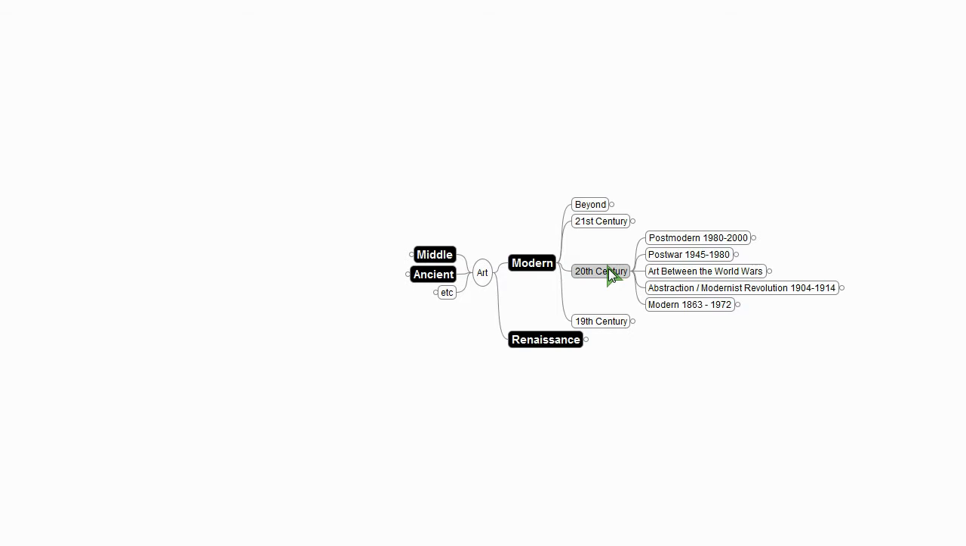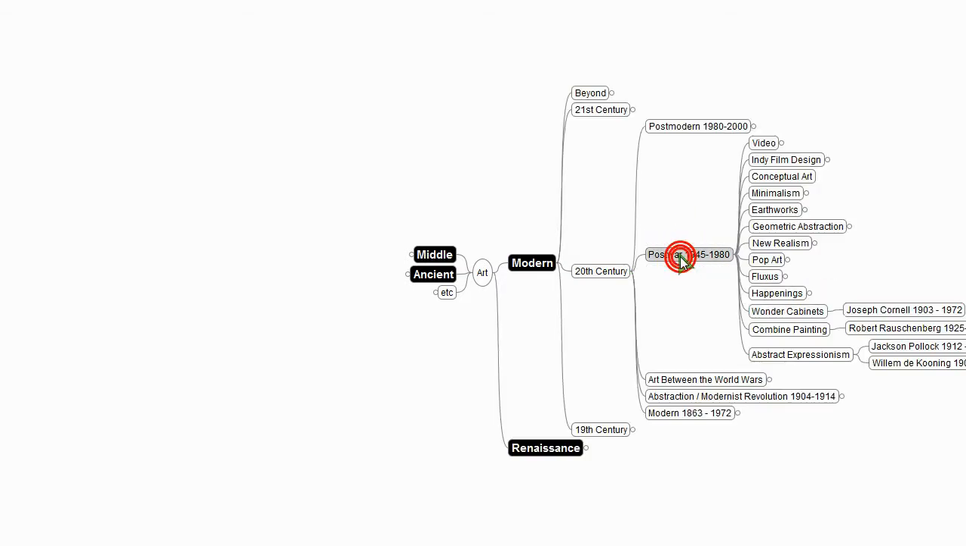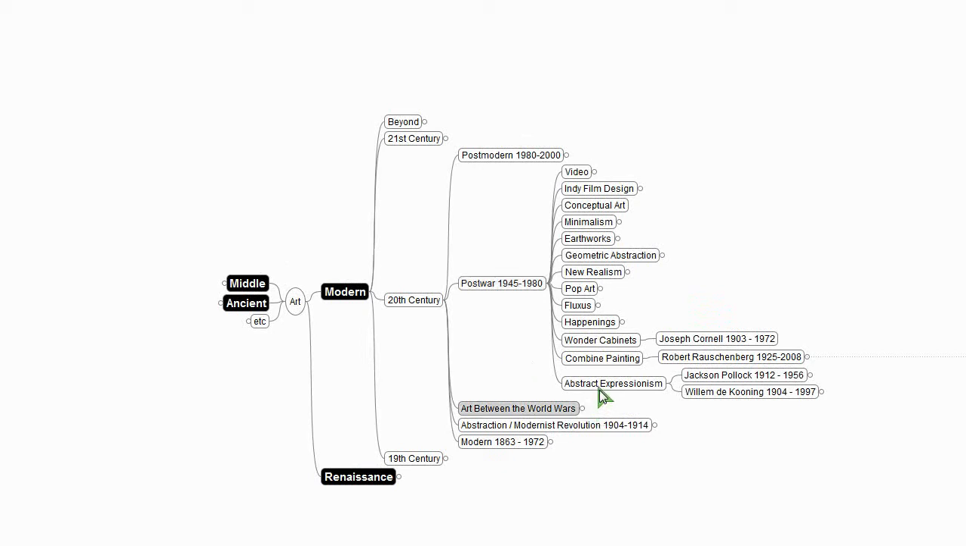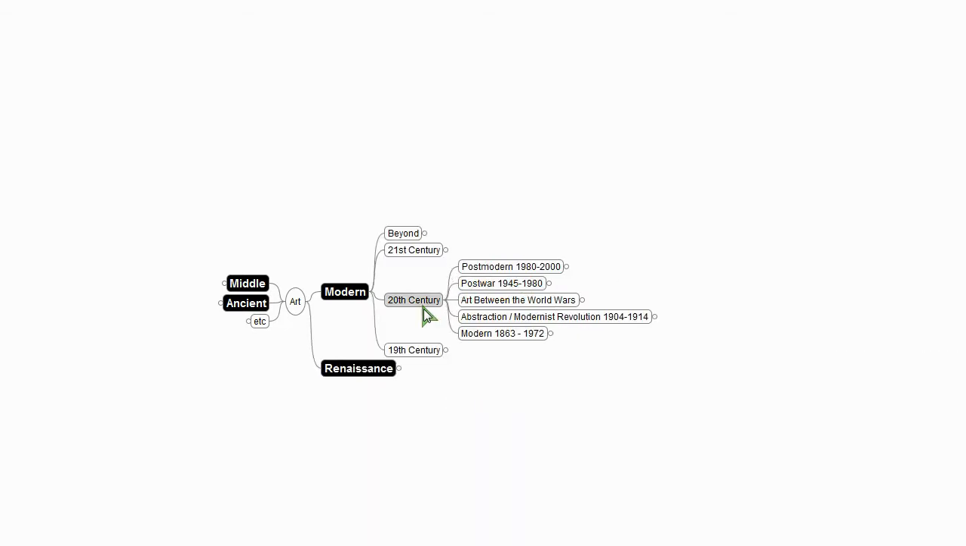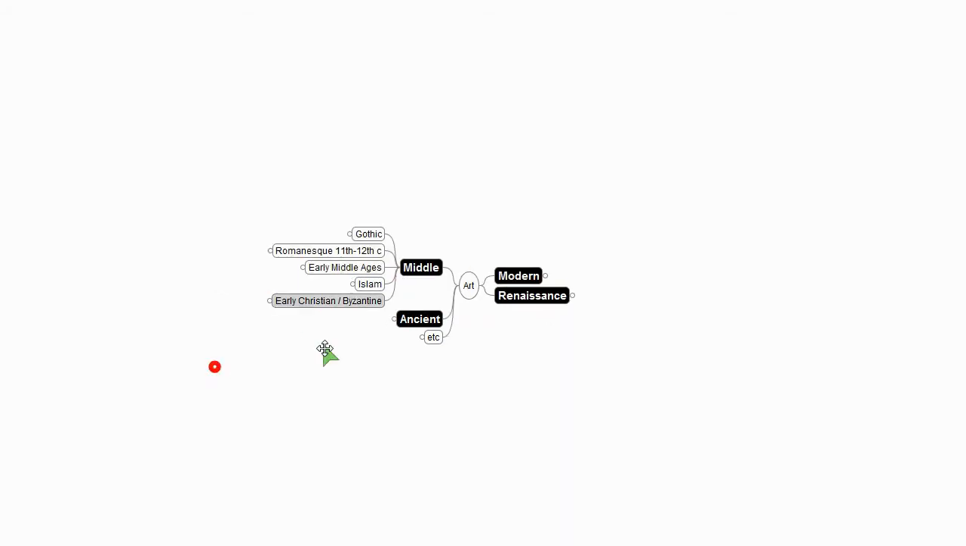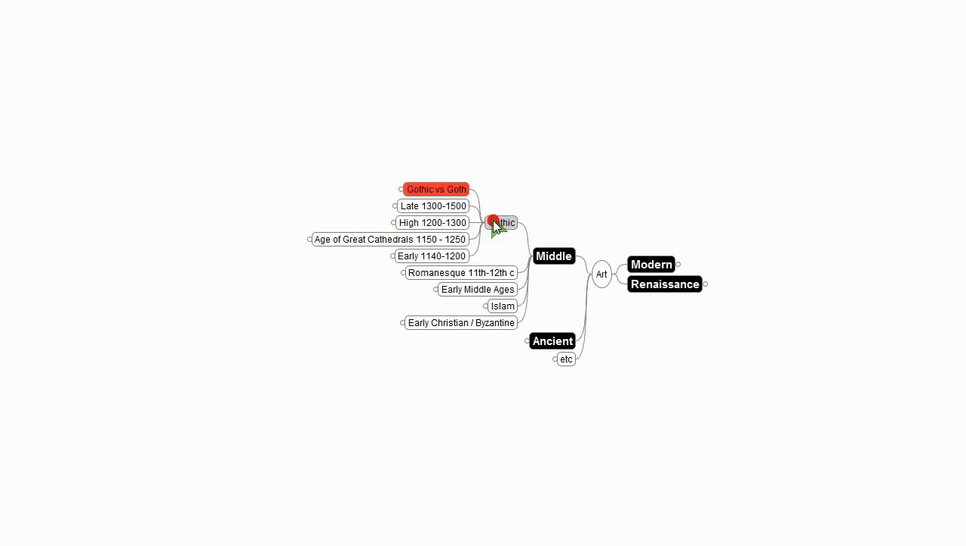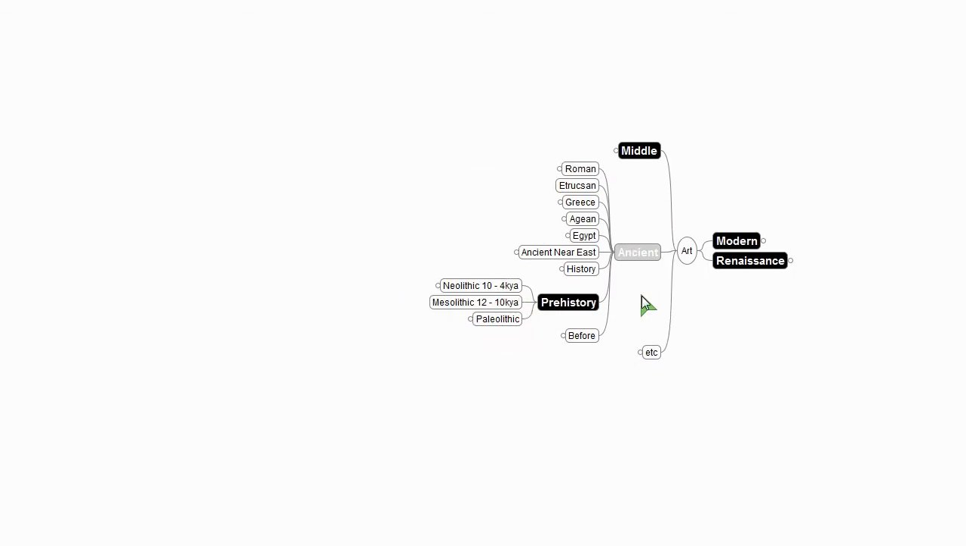If we look at the 20th century, I've got a few different categories like post-war after 1945, and then all kinds of things, right? Abstract expressionism, combine paintings, wonder cabinets, happenings, Fluxus, all these sorts of things. If we go down to the Renaissance, we'll see the Renaissance and the Baroque. Middle Ages, a little bit about Gothic, a little bit about Romanesque. In ancient times, Greece, Rome, and all those places that you're familiar with.